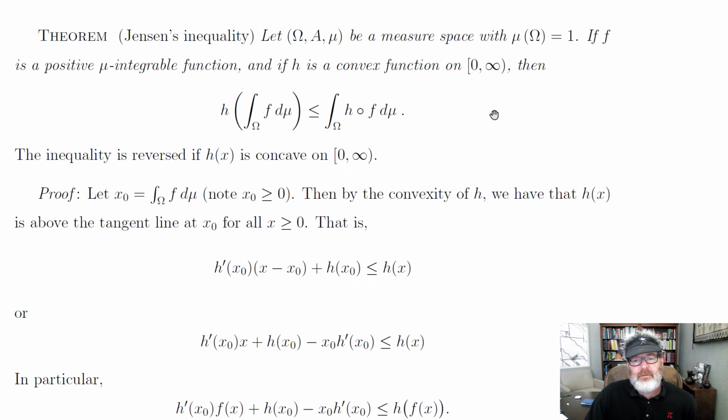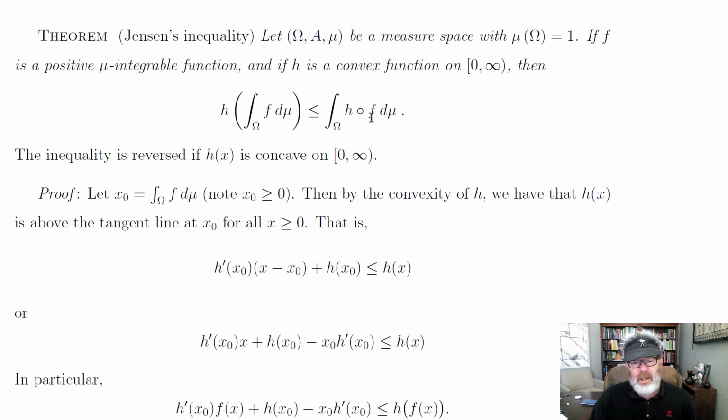But usually it's mentioned in the context of a probability measure space. And that just means the measure of your space is 1. So if you have a probability measure space, and if f is a positive mu integrable function and h is convex on 0 to infinity, then h of the integral is less than or equal to the integral of h composed with f. And sometimes they bring this up in terms of moments.